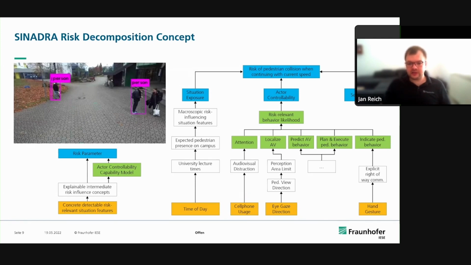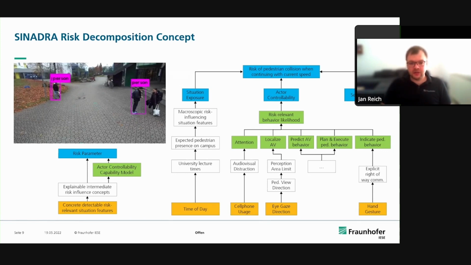That's also quite intuitive, that the explicit right-of-way communication of a pedestrian can also be used to get an idea whether he will now go in front of the vehicle or not. So one feature that we could detect in order to get an idea of that is the hand gesture. There are these usual hand gestures of friendly people who let the AV pass. So having this general risk decomposition concept, an important trait here is that we have these white boxes in between.